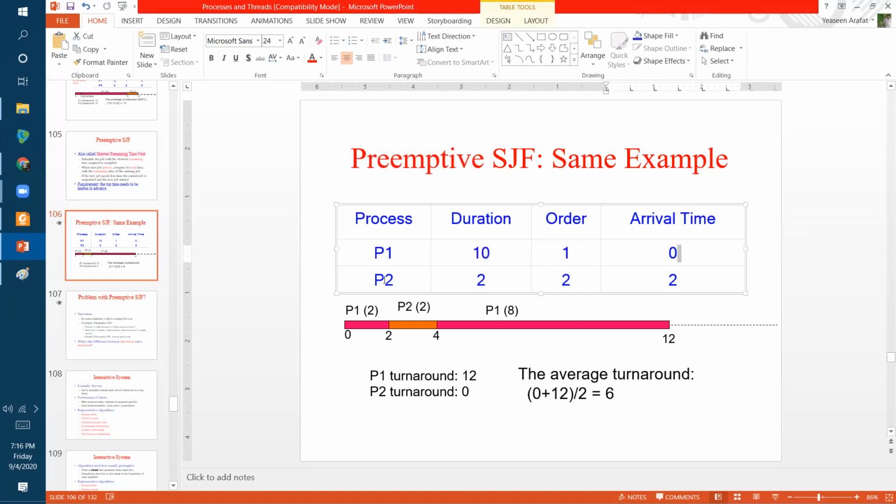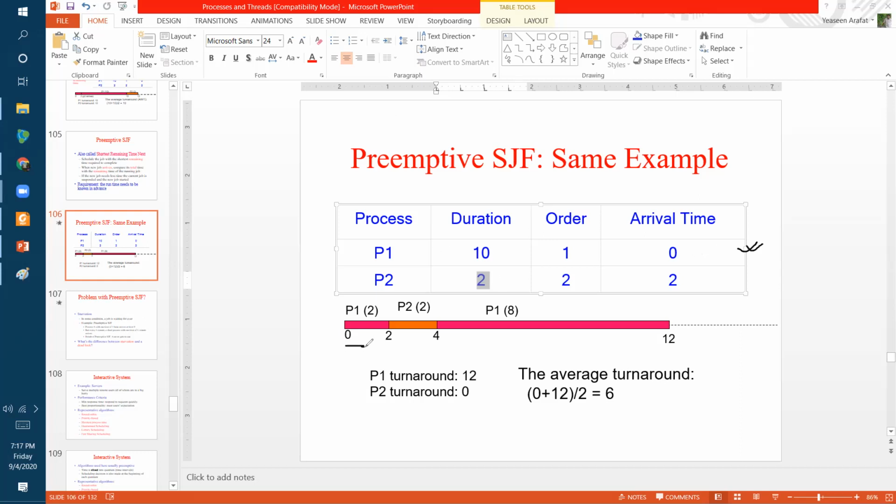Arrival time is 0, but P2's arrival time is 2, and it needs only 2 seconds to finish its job. We have drawn this in the last slide. P1 starts its job because it's alone. No other competitor is here at second 0, the arrival time of P1.